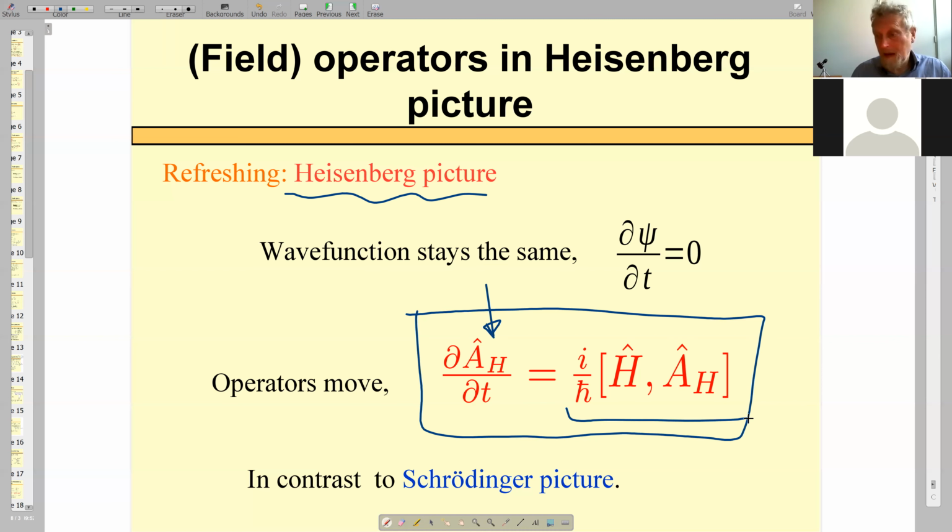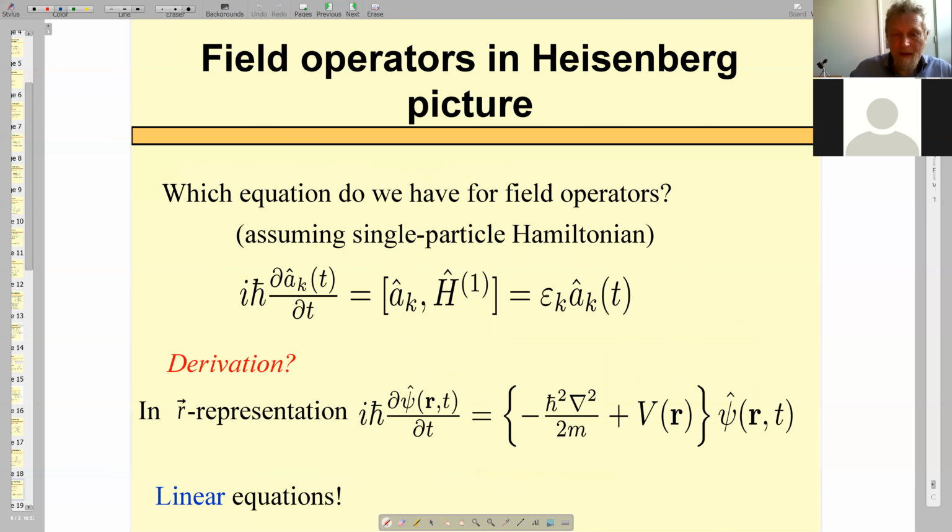Good, recall this. Let us just see how it goes for our particular operators, for field operators. Let us talk about the creation operators and annihilation operators in level representation. We would also assume that there's no interaction, otherwise it gets too complex. So we need to commute operator A with the Hamiltonian, where one here stands for single particle.